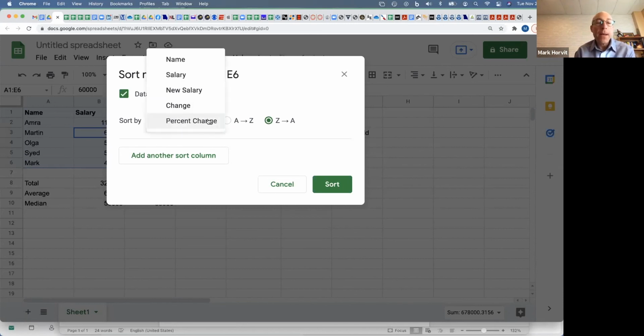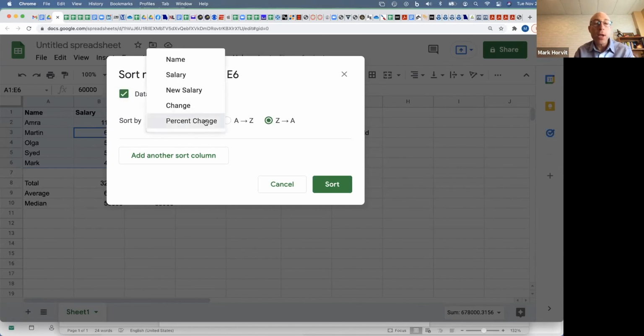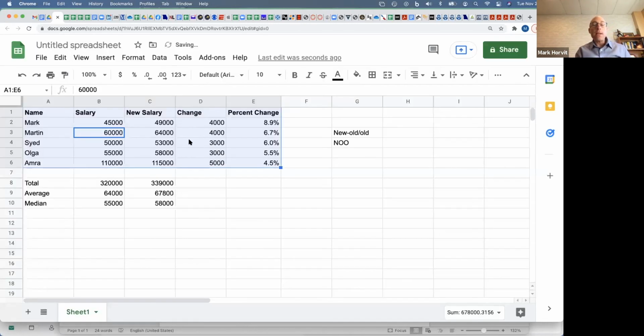So again, I pick the column I want to sort, and to get the column names, I clicked on data has a header row. This box right here, you don't have to, but it's easier. I choose percent change, I choose Z to A for highest to lowest, and then I click sort. And what it does is it arranges the entire thing by percent change.